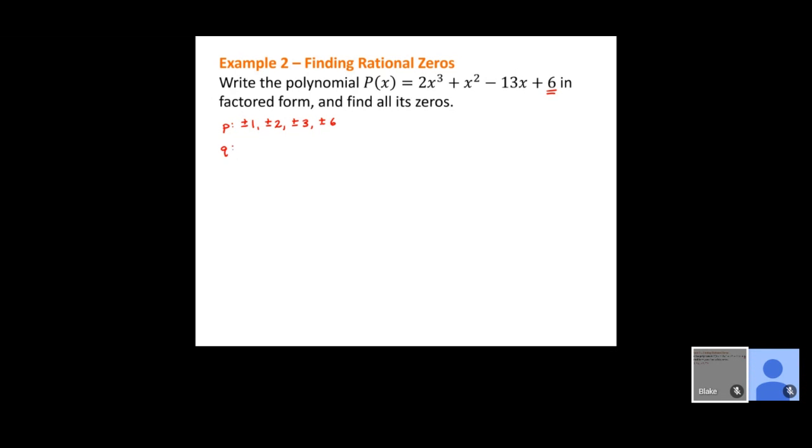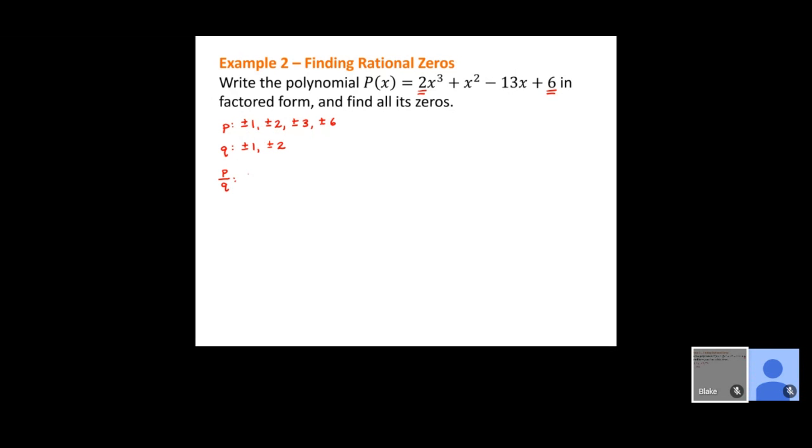Now we look at the q values. Again, the q values are going to come from the leading coefficient. So this time we're looking at the 2. Factors of 2 are just 1 and 2. So we're going to have plus or minus 1 and plus or minus 2. Now we have to do our p over q's. So when I do that, I'm just going to go straight down my list. I'm going to divide every p by just the first q value first. So that's taking each one of my p values and dividing it by 1.